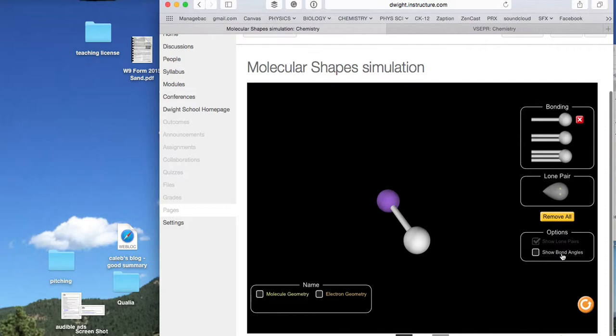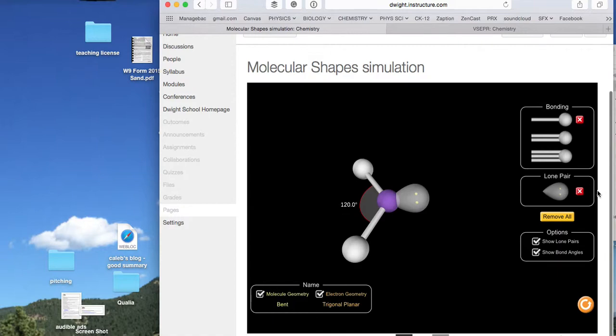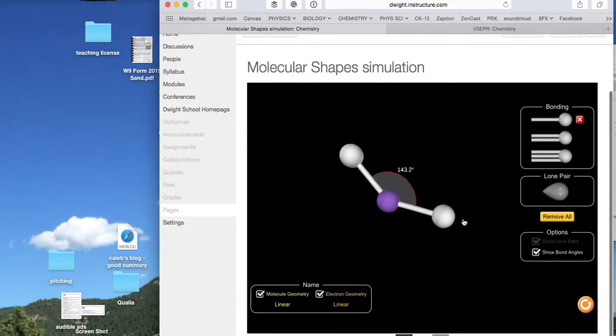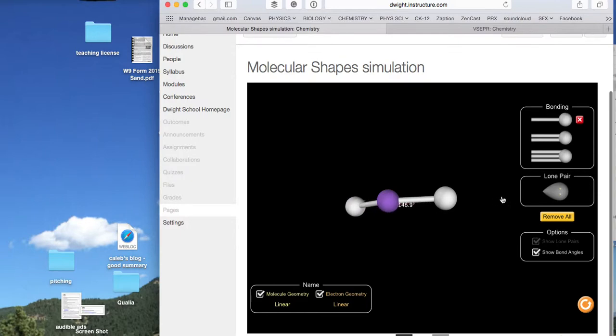I'm going to show the bond angles, and you've got the simulation in Canvas, so you can do the same thing. I'm going to show the molecular geometry and the electron geometry. This purple atom right there is a central atom, and I'm going to add another atom to it. So it has 2 atoms bound to the central atom. There are no lone pairs. If there were a lone pair, it'd be like that, but there aren't, so I'm going to remove that. You can move this around, it's pretty cool. You can try to make the bonded atom touch the other one, and you can't. They repel each other.